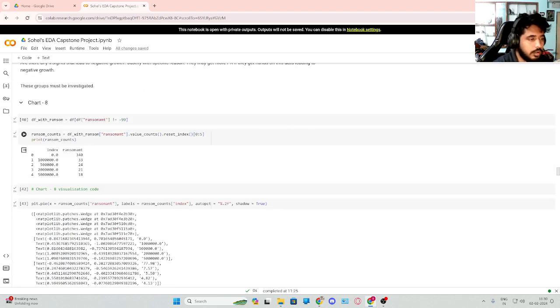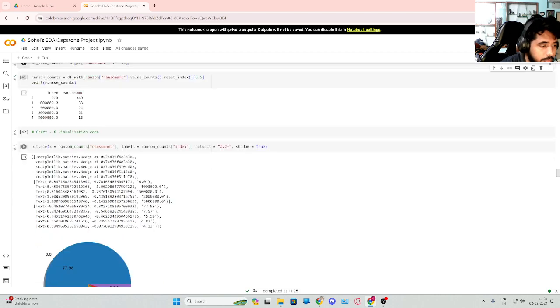Now ransom. First we are removing the entries from the database where the ransom is -99, which is the default value when they don't know what the value should be. Then we are doing the value counts and reset index and taking 0 to 5, so you can find the ransom amount and its frequency.